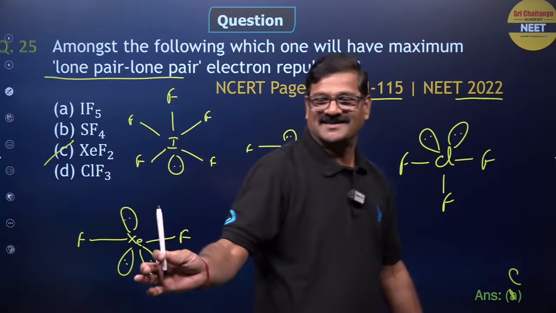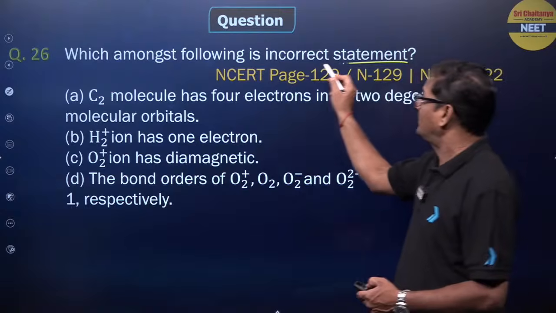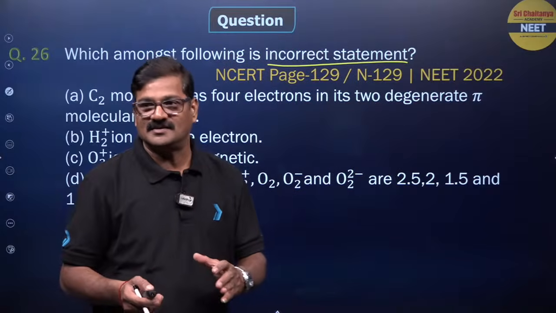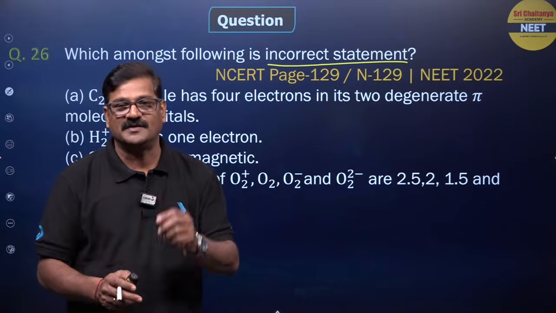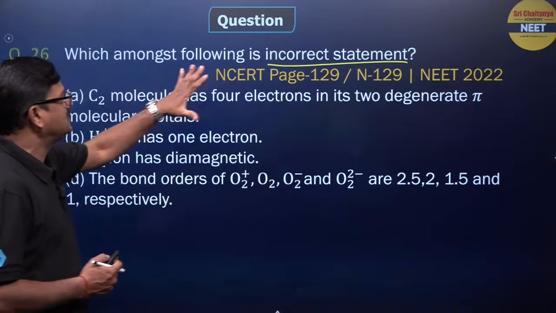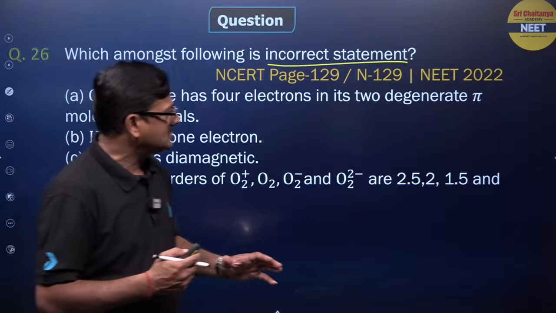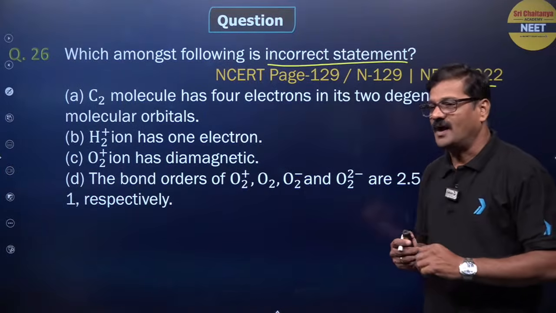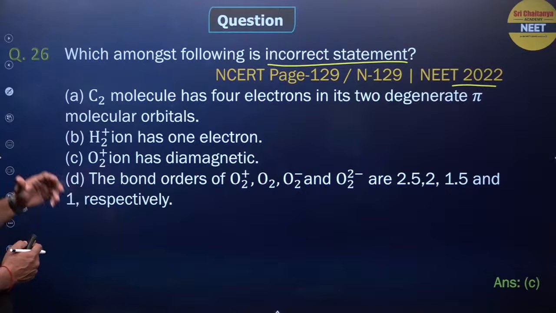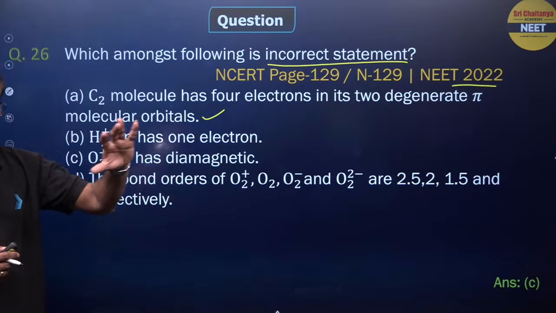So there are many students waiting for one more question: which among the following is the incorrect statement? Which of the following is correct and which is incorrect is the more prominent verbal pattern of questions that you can expect in the NEET examination, my dear children. So which one will be the wrong statement? This is related to NCERT page number 129 and NEET 2022. The C2 molecule has 4 electrons in its 2 degenerate orbitals. So it is correct, if you write the electronic configuration of C2 by molecular orbital theory.